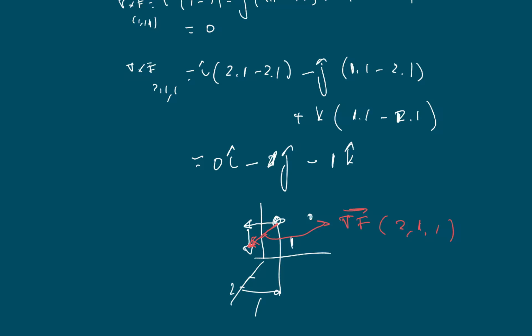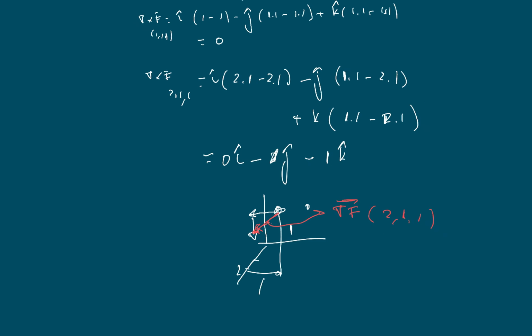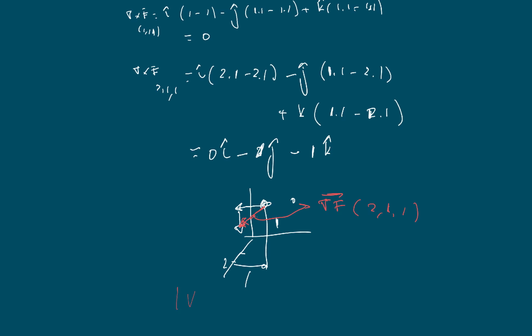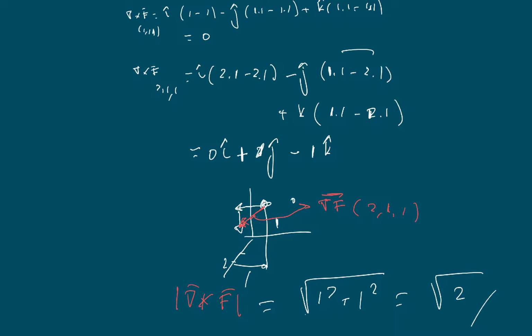And what is the magnitude of the tendency to rotate? The magnitude of the curl of F at this point is the square root of 1 squared plus 1 squared, so it's the square root of 2. This is what we are going to practice. The only detail is that here there is a plus sign, because this is minus, and with this minus it is plus.